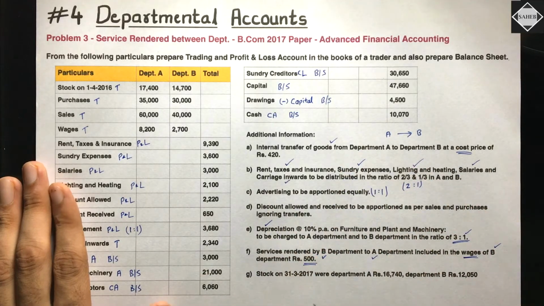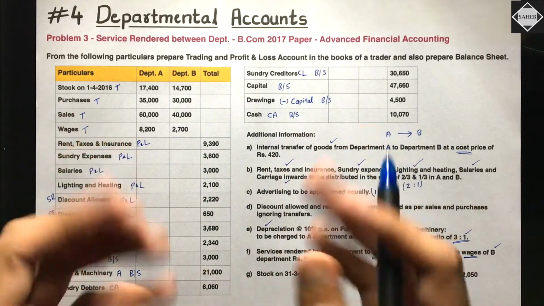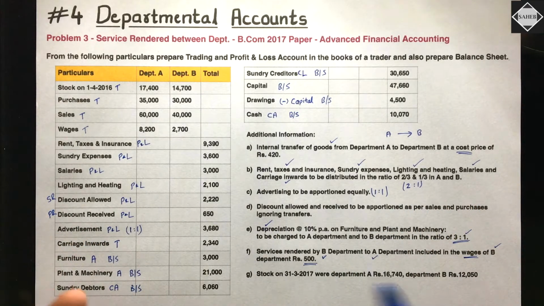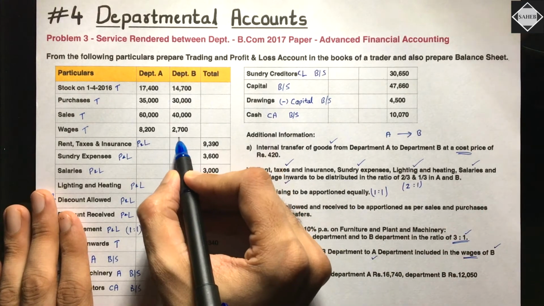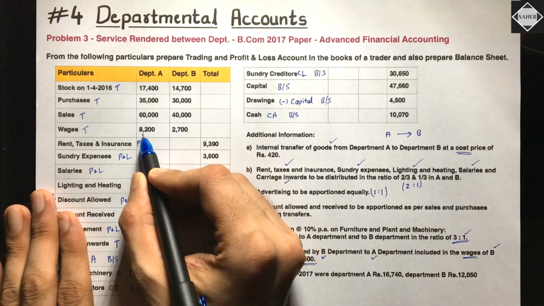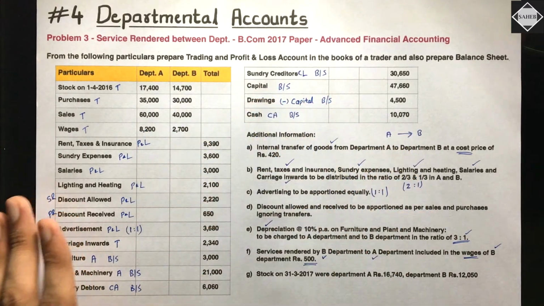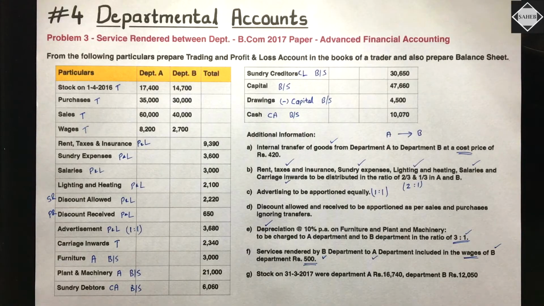Is that clear? How goods have been transferred between the departments, the same way service has been provided. It's common, it's the same thing only. What we are going to do is simply subtract 500 from over here and add 500 in this. That's all we are going to do. Let me just show you the concept of that. See here, it's really simple.